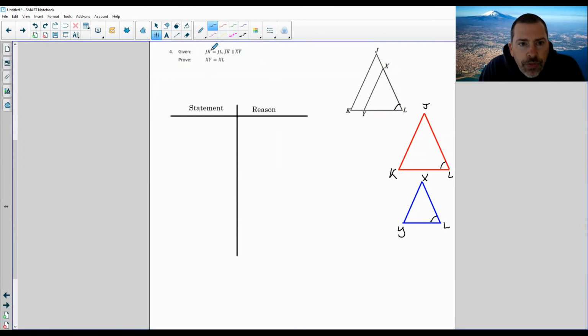Let's see. So first off, it says JK equals JL. That's a given. Let me label it. JK is equal to this whole side, JL, not just XL. So JK equals JL. So there it is in the diagram that I pulled out. The bigger triangle's red, and so those two sides are congruent. So there we already know the triangle's isosceles. Okay, so this was given.